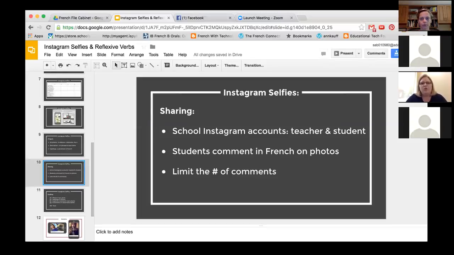Again, there's that whole social aspect of using this technology in this way. I wanted students to comment, and to comment in French. I'm just trying to cram in as much language exposure and usage as I possibly can. And I quickly put a limit on the number of comments, because of course the students who are very adept at using technology such as Instagram and are on it all the time were commenting on each other.